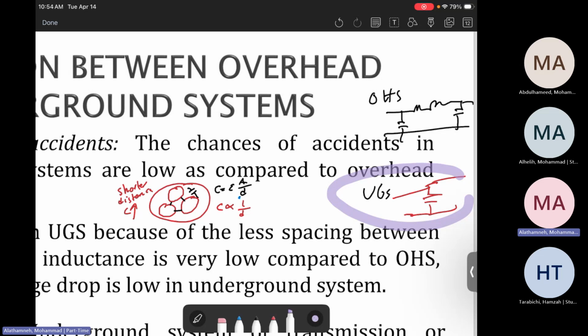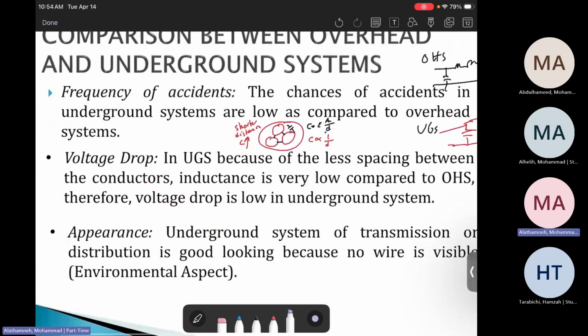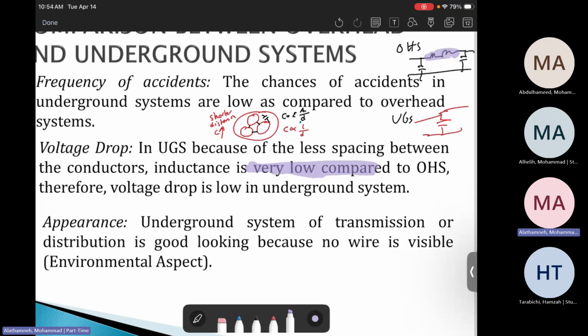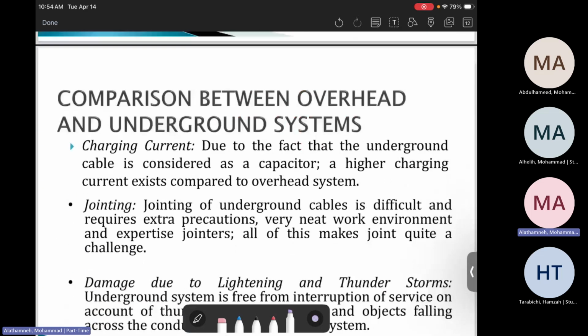The capacitance will boost the voltage, work as a power factor improvement, and increase the voltage because it supplies reactive power. Once it is increasing the voltage, the voltage drop in the underground system is very low, while in an overhead transmission line there is a voltage drop because there is an inductance there. In appearance, the underground system is better because it's good looking, with no wire visible, while the overhead transmission line we can see.